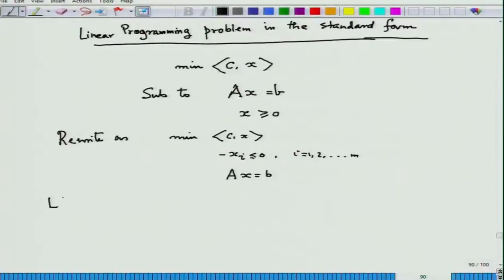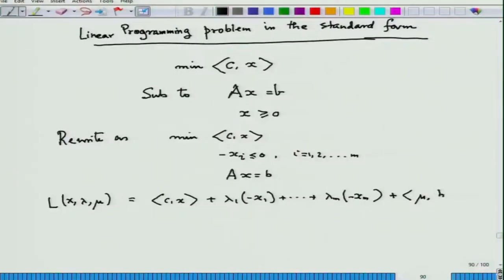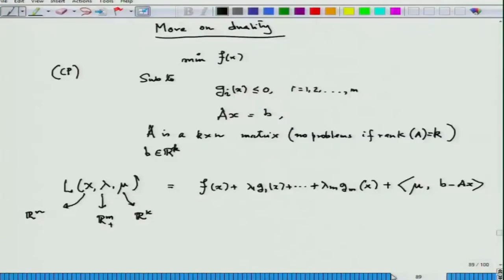So, L(x, lambda, mu) is this, let me see, is c of x plus lambda 1 minus x 1 plus lambda m minus x m plus mu. Okay. So, you see it is quite simple to do the job.